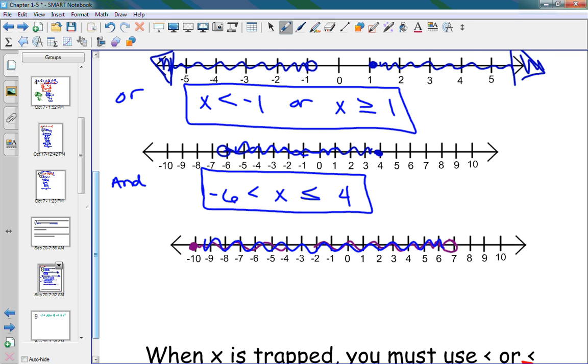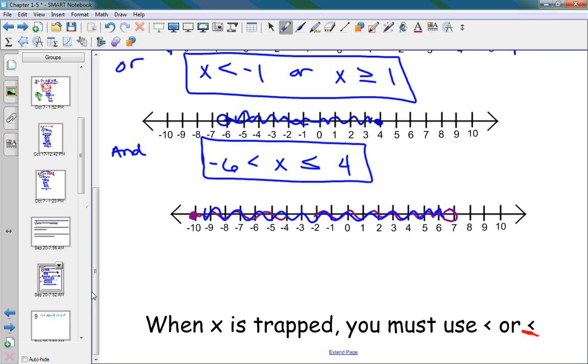Okay? Now look at this one. Again, this is an AND. How do I know this is an AND? Because they are stuck between two walls. My walls are going to be -10 and 7. I put X in the middle. Why is X in the middle? Because the shading is in the middle.